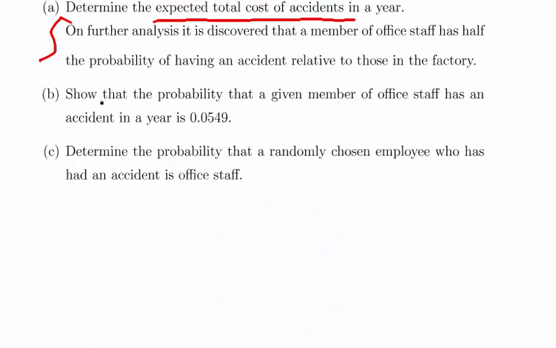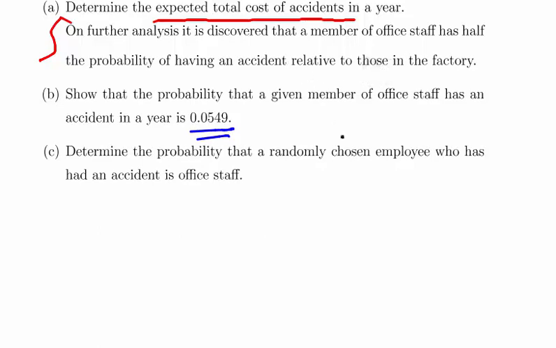Let's just scroll up there because I didn't actually read out the question that we were asked. Show that the probability that a given staff member of office staff has an accident is 0.0549. So that's what we've done. That is part B done there.